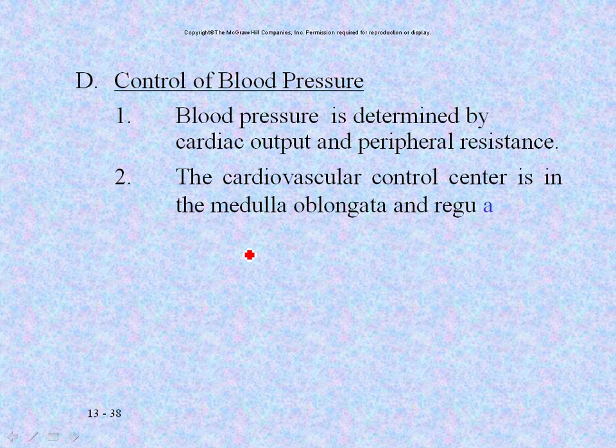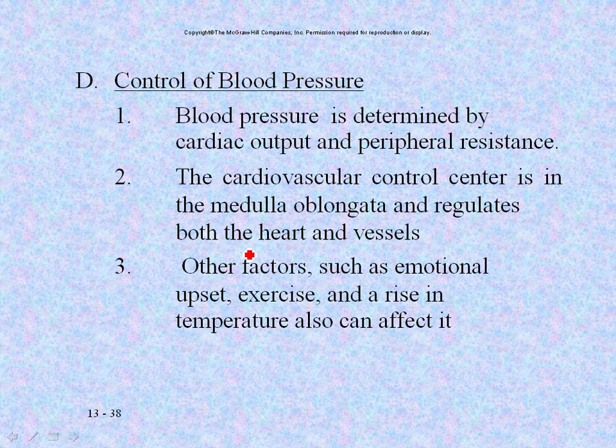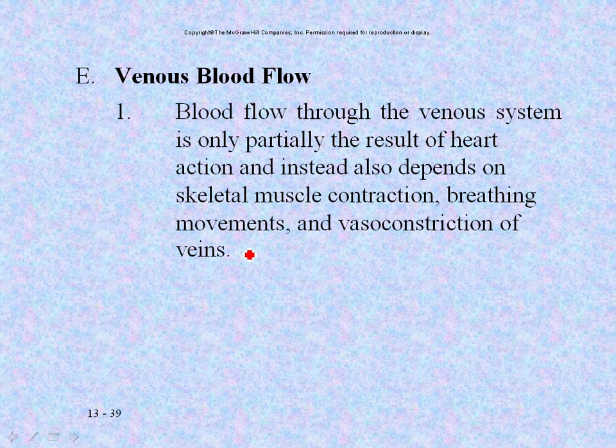Now, what's overseeing this is what's called our cardiovascular control center, like we mentioned previously, right? The medulla oblongata. And that controls both the heart, like we mentioned before, as well as the blood vessels. But there's a lot of other things, like we said, like exams or emotional upset, exercise, as you need to increase your delivery to and from the tissues. Those also can affect your blood pressure and blood flow.